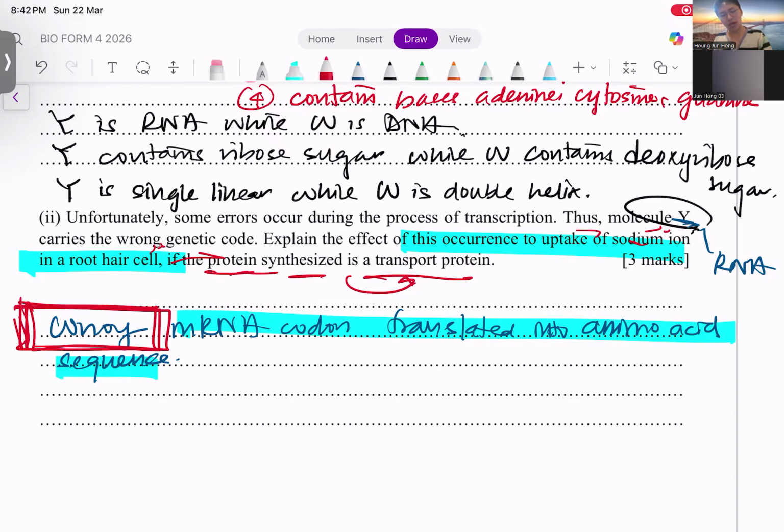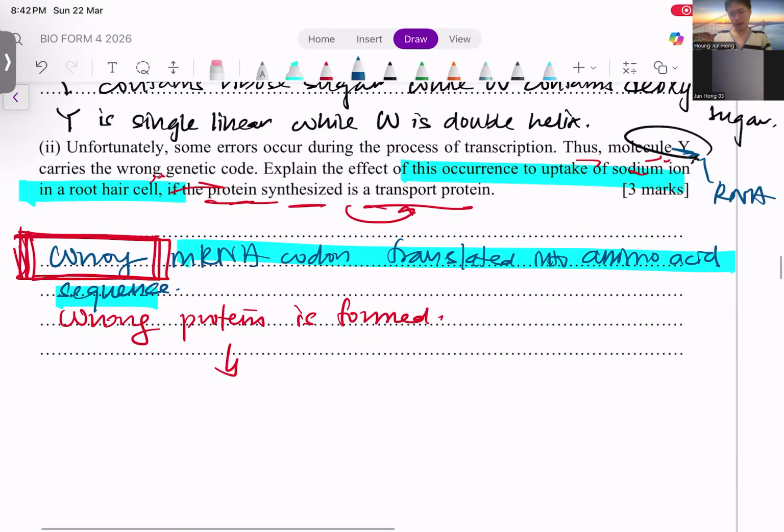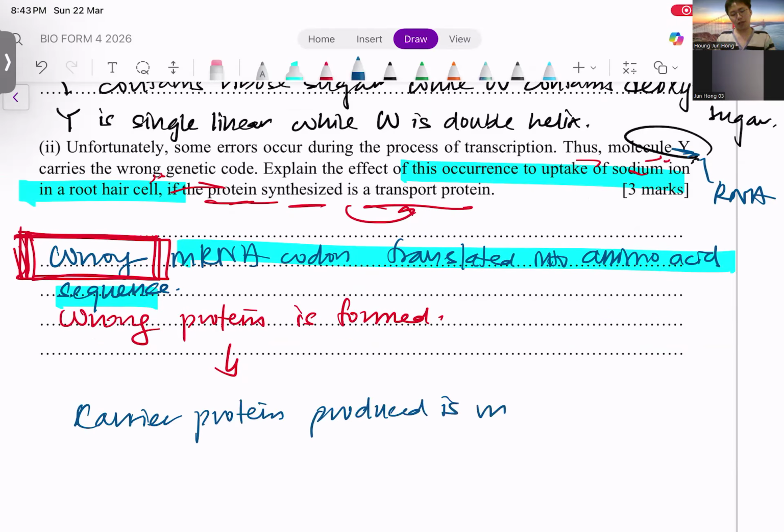Supposedly you are supposed to have condensation. Now, after condensation, you will form a wrong protein, because you started with a wrong amino acid sequence. So finally, what is this protein? Transport protein. What is a transport protein that is involved in sodium ion? Remember, this is chapter 3. This is supposed to be carrier protein. So the carrier protein produced would malfunction. Of course, if you use the wrong code, there must be something changed, something tweaked. So confirm you won't get the original carrier protein.